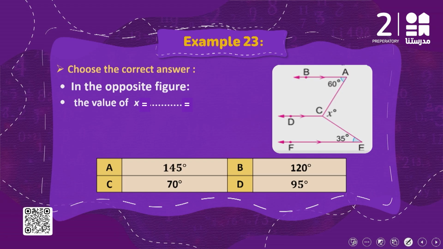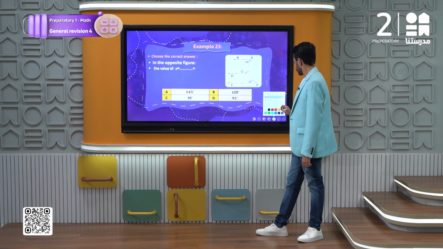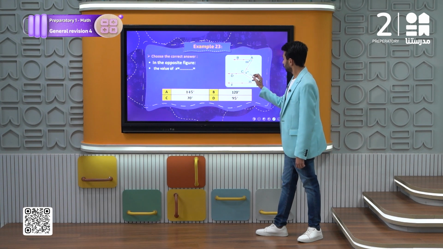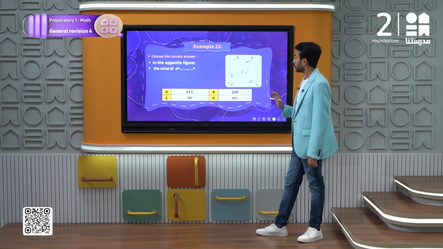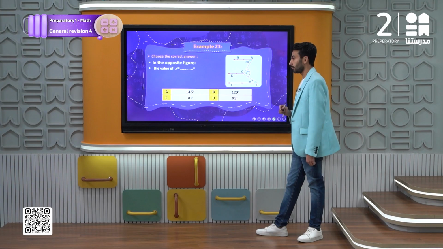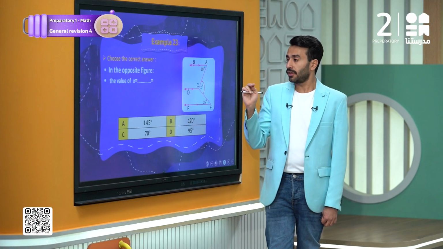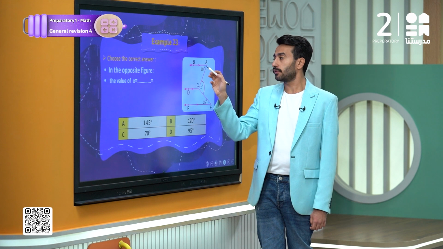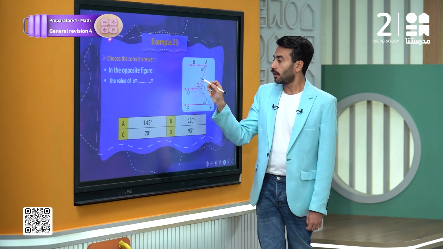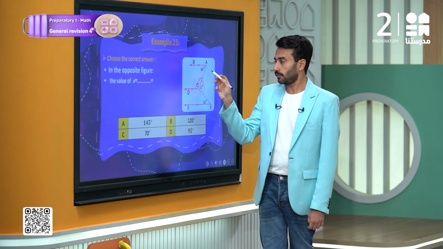In the opposite figure, the value of x equals what? This is maybe a tricky one. To find this unknown, you can't find it from 60 directly or from 35, because this angle isn't included with a parallel line like this parallel line and parallel line. Let's find this angle. You can find it easily.